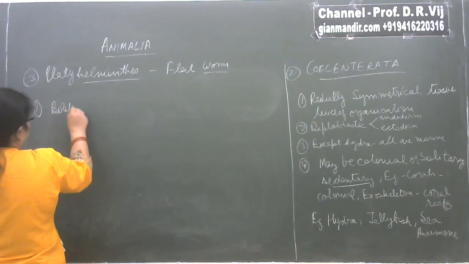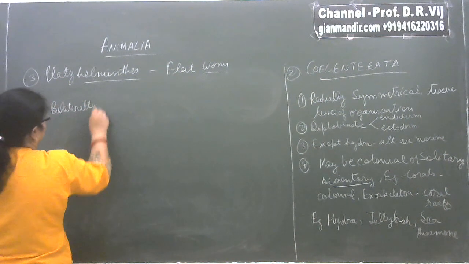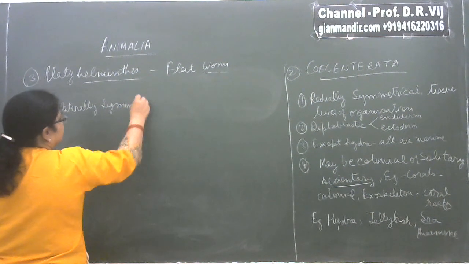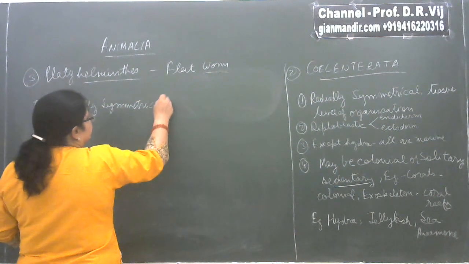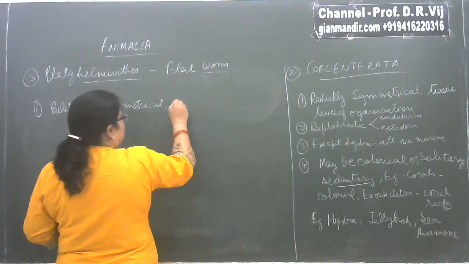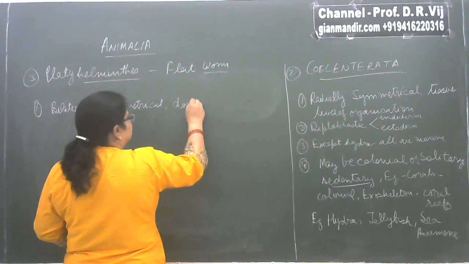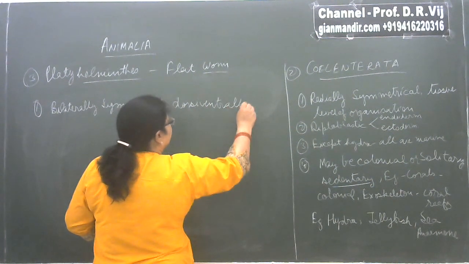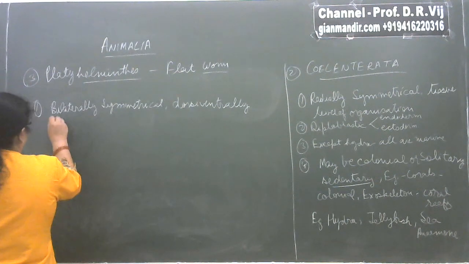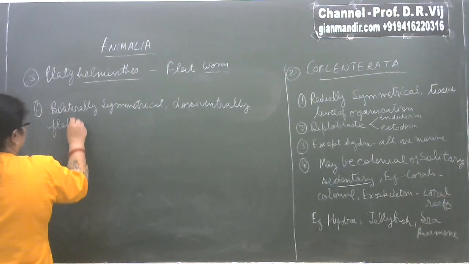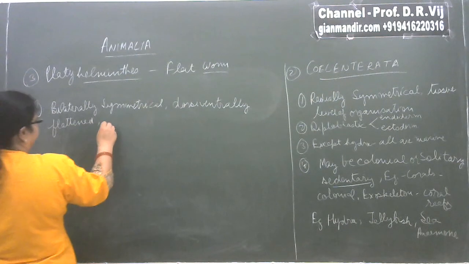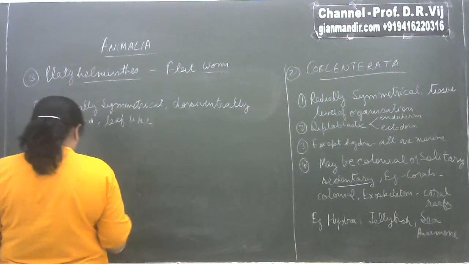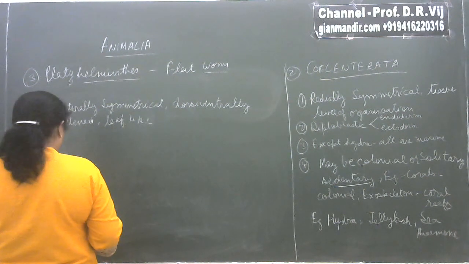So it is bilaterally symmetrical, dorsiventrally flattened like a leaf. As a leaf is flat from both the sides, their body is also the same.